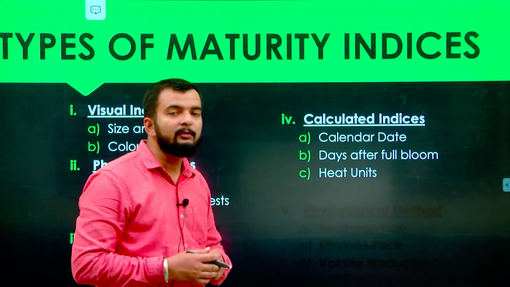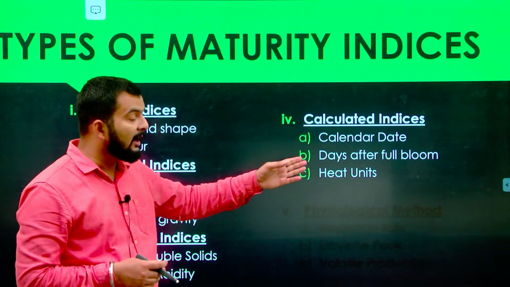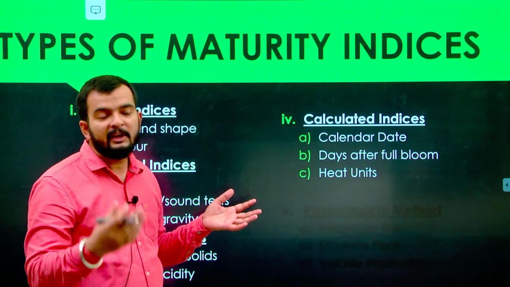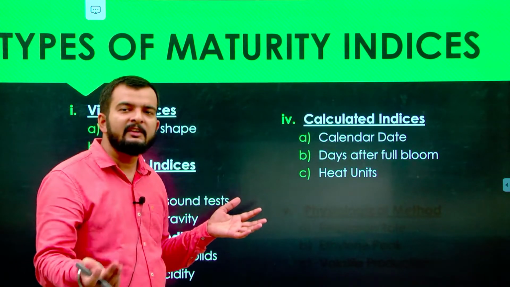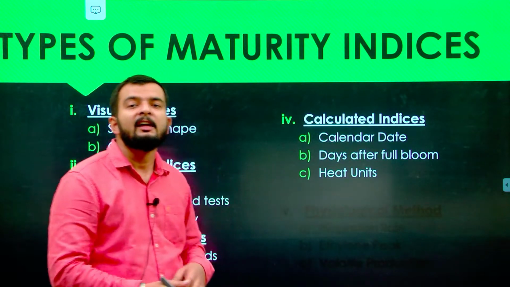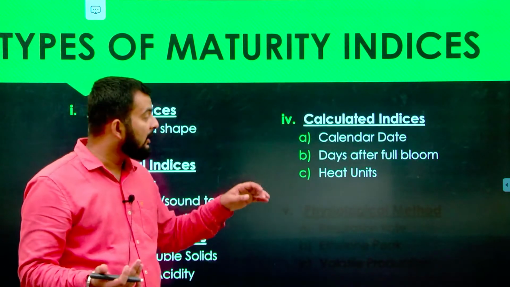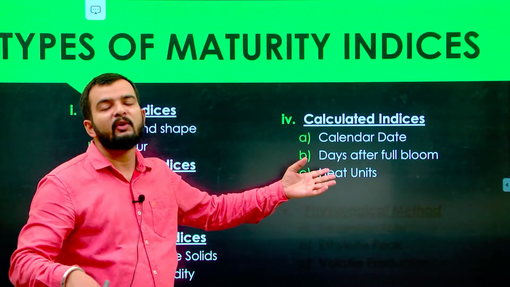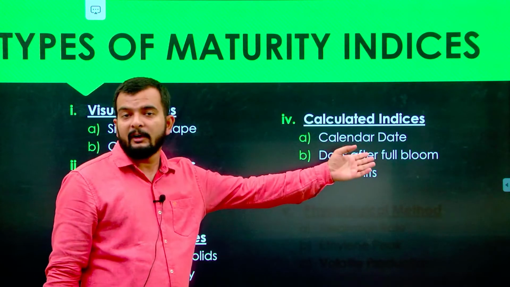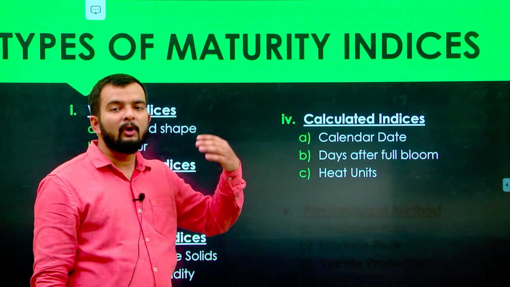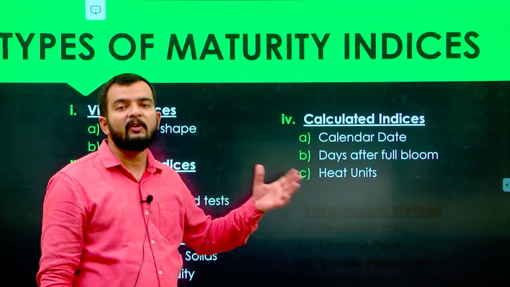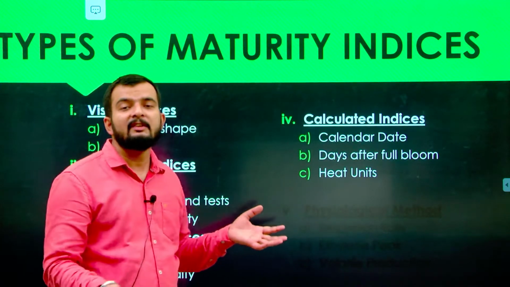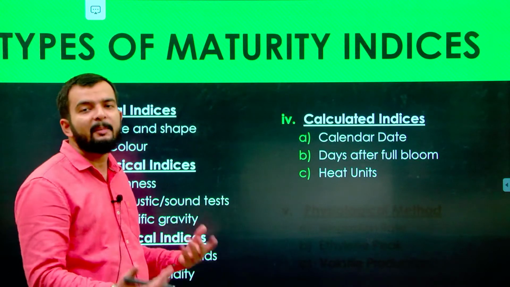Then we have days after full bloom, that is, after your flower has bloomed. Suppose 25 or 30 or 76 days after the full bloom of the flower, the fruit will ripen. So you can decide how many days after blooming the fruit is going to ripen, and based on that you can harvest the fruit. It is usually observed over a long period for a particular crop, so you can identify that this fruit will generally ripen after 76 days of blooming or say 35 days of blooming, that depends on the fruit.